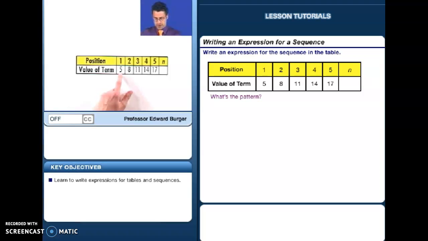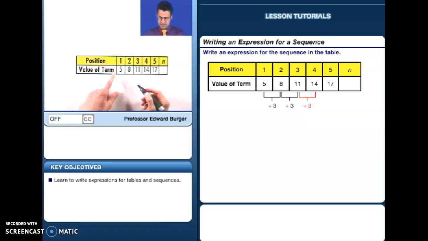So let's see. How do I get from 5 to 8? I would add 3. How do I get from the 8 to the 11? I would add 3. Oh, this is good. How do I get from the 11 to the 14? I add 3. So it looks like I keep adding 3 to the previous term. So how do I capture that? Well, let's take a look at this.